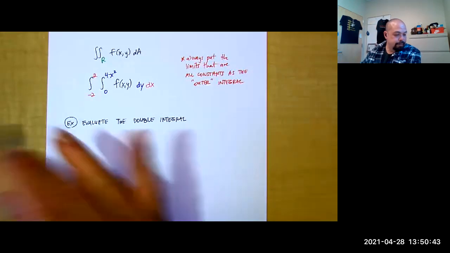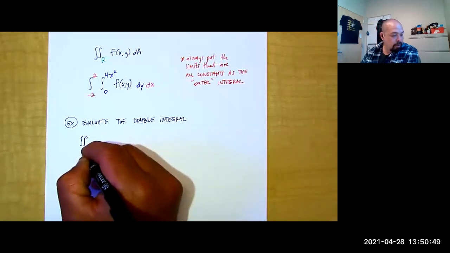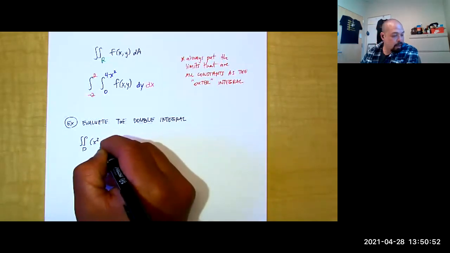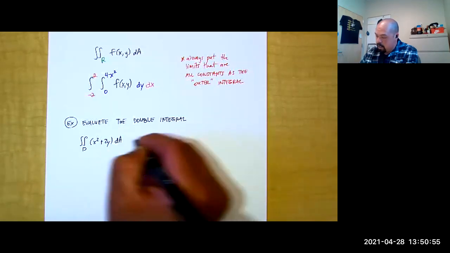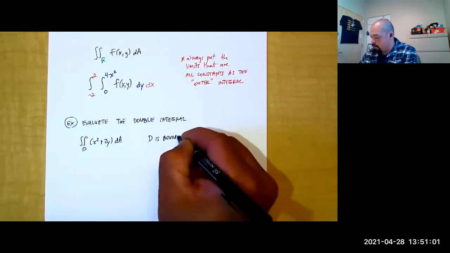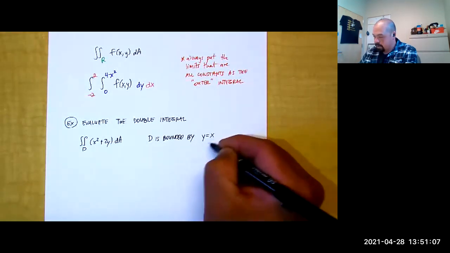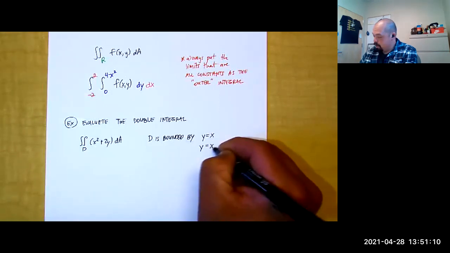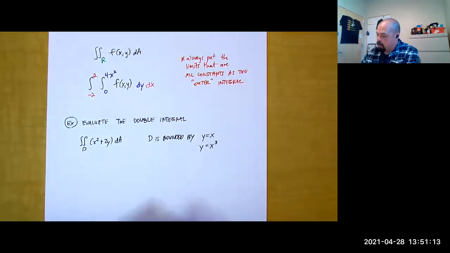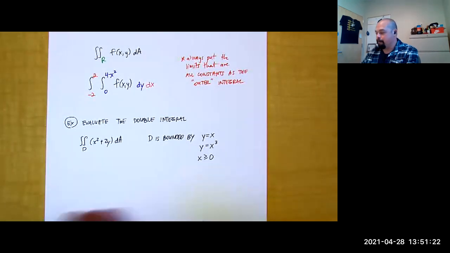And we have here this double integral over the region D of x squared plus 2y dA, where D, that region, is bounded by the line y equals x, the curve y equals x cubed, and we keep track that x is going to be greater than or equal to 0. So it's in that first quadrant, on the right side, I guess I should say more affirmatively.